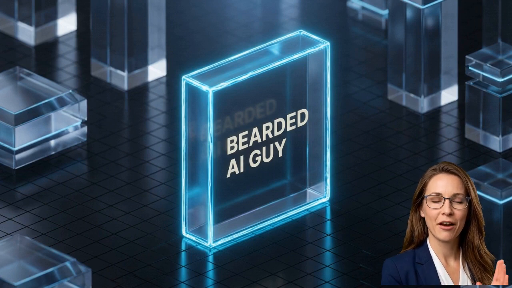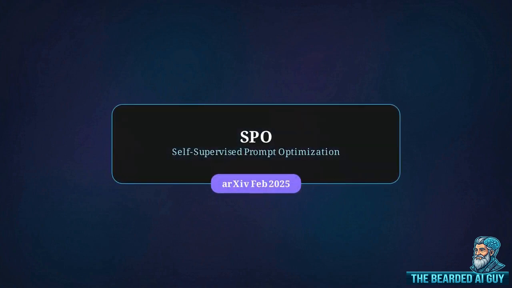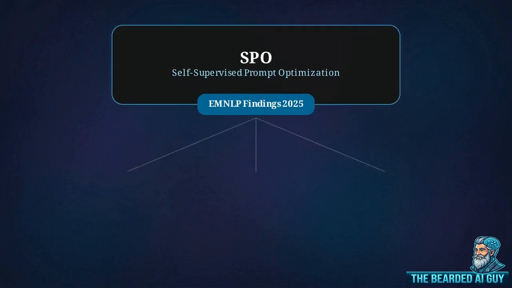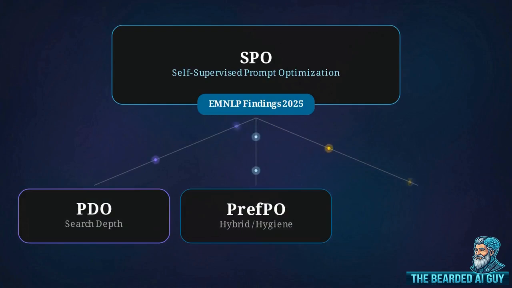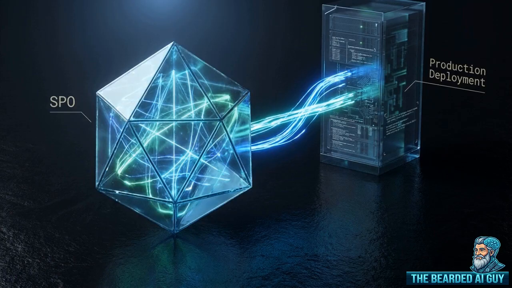Today, we are looking at foundational research tracked by the human architect. The paper Self-Supervised Prompt Optimization appeared on arXiv in February 2025 and was included in the findings of ENLP later that year. Since its release, researchers have developed a series of descendant frameworks based on these same principles, including PDO, PREPO, and GEPA. We are examining a specific result that changed how researchers calculate and apply optimization signals in production.